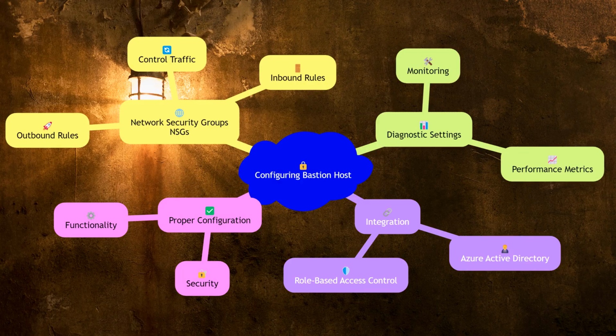After creating the Bastion host, you need to configure it to ensure it meets your security and operational requirements. This includes setting up network security groups, NSGs, to control inbound and outbound traffic, configuring diagnostic settings for monitoring, and integrating with Azure Active Directory for role-based access control. Proper configuration ensures that your Bastion host is both secure and functional.